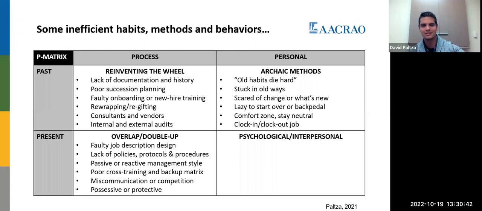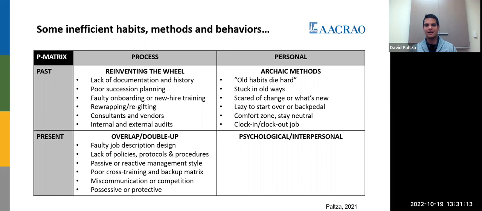If we're a boss here on the call, sometimes it's our style, and then we tend to enable certain strengths or weaknesses or bad habits, and it's not on purpose. Sometimes we just don't even realize it till we see the symptoms and manifestations. Then we're like, oh, what have I allowed to happen? Poor cross training and backup matrix, miscommunication or competition, as we mentioned, possessive or protective. Y'all touched on it, so great job.